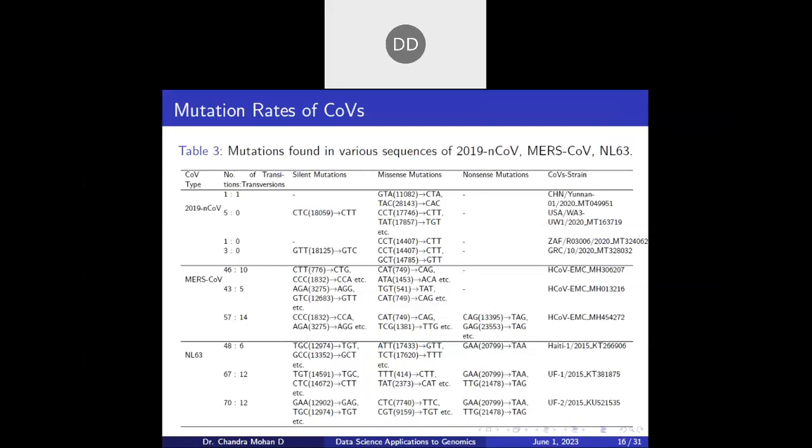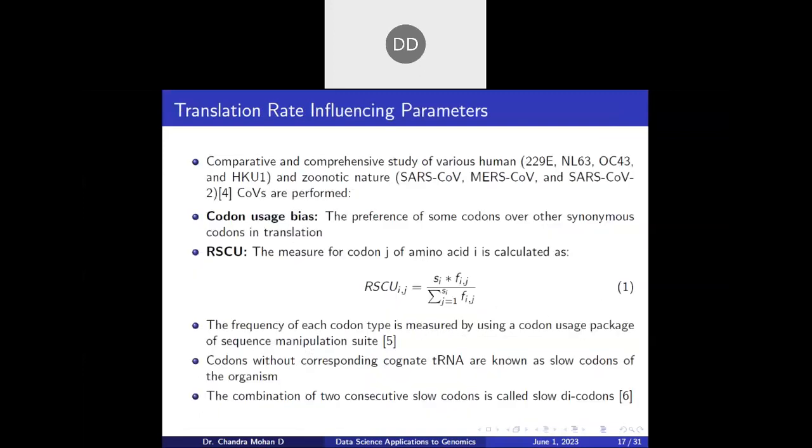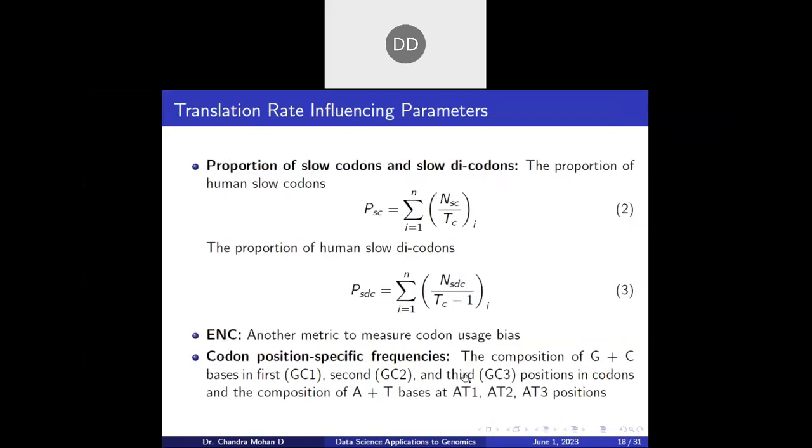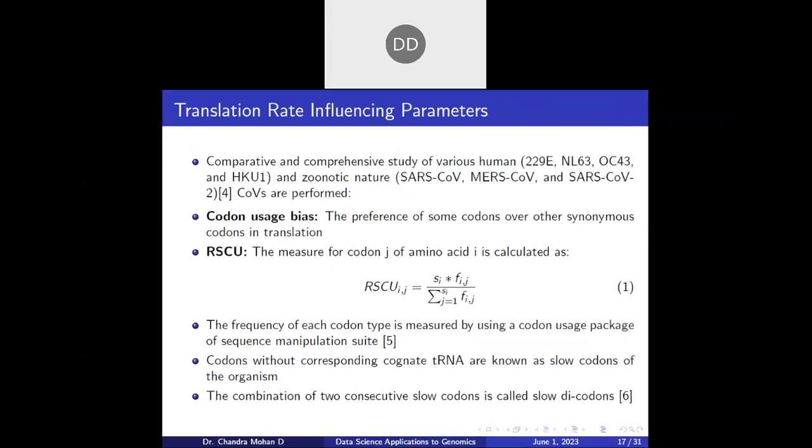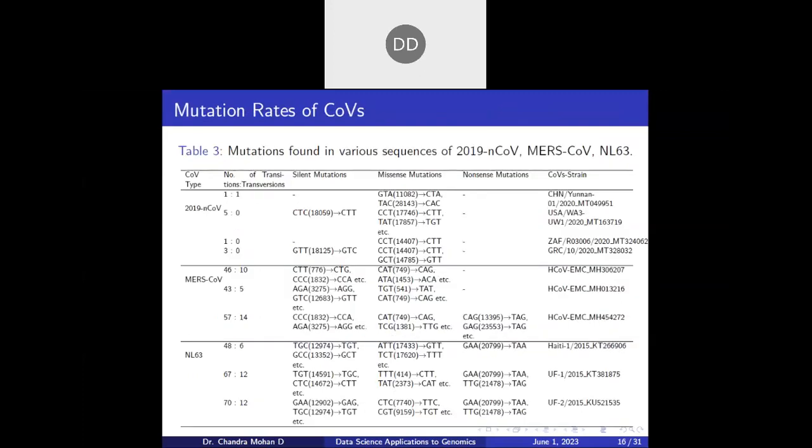If you think about mutation rates, for the same seven coronaviruses, what is the mutation rate? Which type of mutations are occurring? For this, there is a tool I'll share with you, called CodonSuite. It is a package. If you pass the sequence to CodonSuite, it will divide the sequence into codons and give the frequency of the sequence.